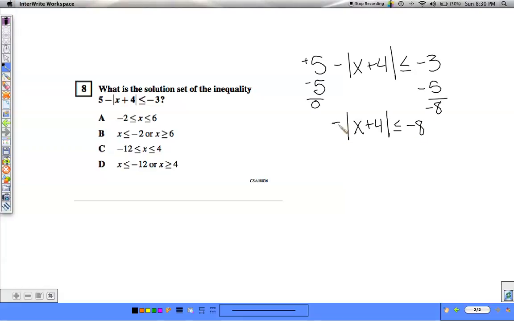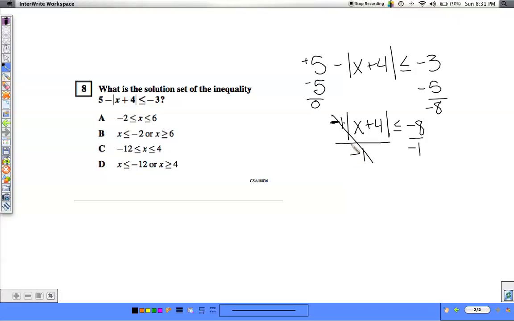The tricky part in this problem is that we have a negative outside the absolute value sign. We can also call that an invisible 1. So we've got negative 1 times the absolute value of x plus 4. What's the inverse of multiplication? Division. So we'll divide negative 1 on both sides of the inequality.